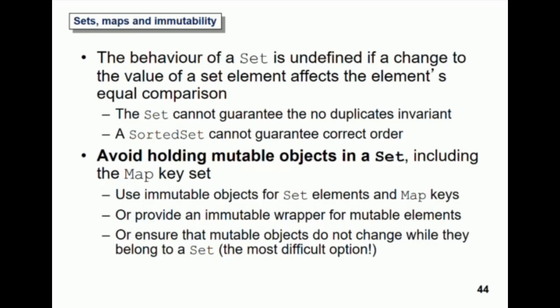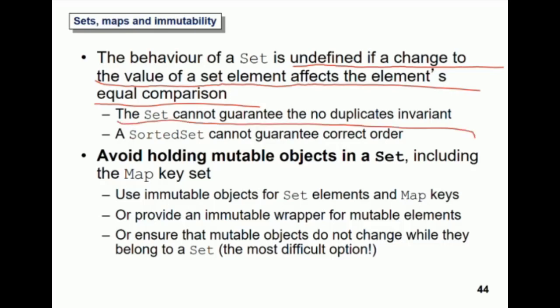The behavior of a set is undefined if a change to the value of a set element affects the element's equal comparison. The set itself can't guarantee the no-duplicates invariant if you have elements that can be manipulated. Also, one of the problems, for example, is that a sorted set can't guarantee the correct order. So avoid holding mutable objects in a set, including the map key set as well.